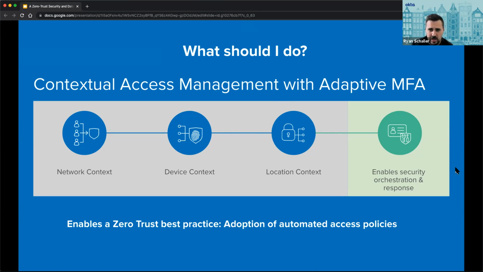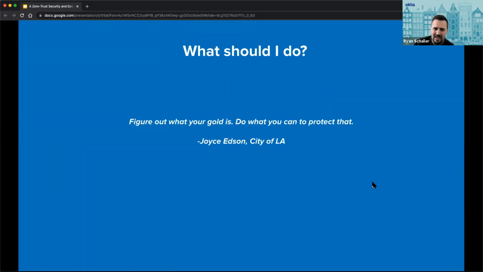And so to be able to not compromise anything along that way is just important for us to do. So with that, I'll also close the overall presentation with, what should I do? Joyce from City of LA was kind enough to put this statement out in our Octane presentation, which was, figure out what your goal is and do what you can to protect that. So find what's important to the county. Where is this data residing? What can you do in your parts to help protect that?